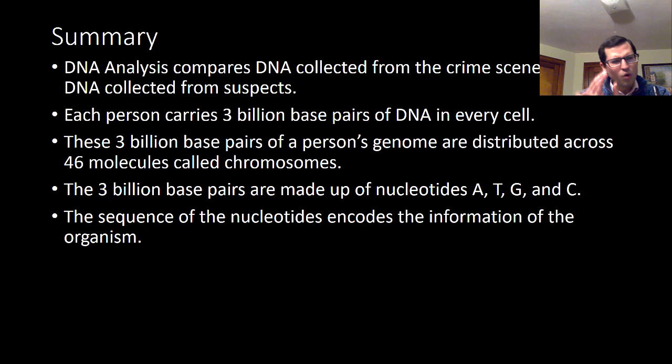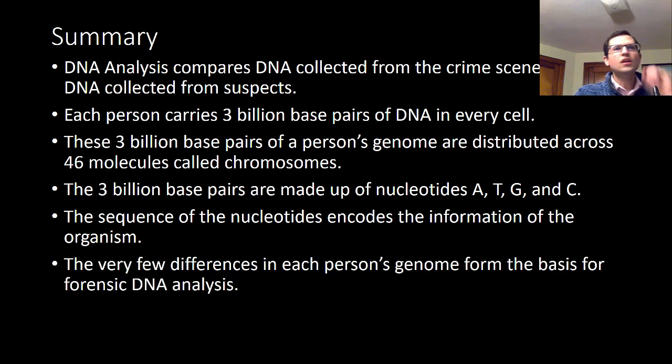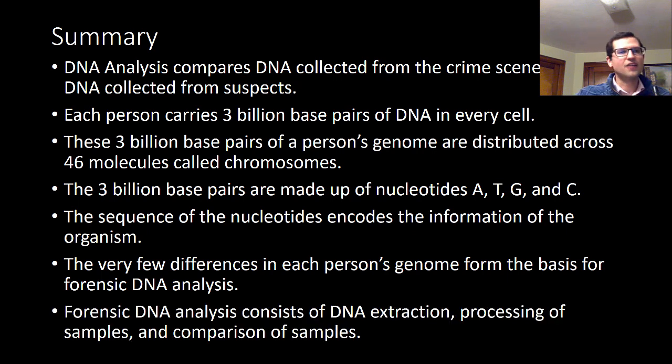In other words, it's the order and the identity of the letters A, T, G, and C, or the molecules that they represent, that determines what information is stored in the DNA. It's those very few differences in each person's genome, the sequence of the letters, that forms the basis for forensic DNA analysis. And then again, to summarize the process, forensic DNA analysis consists of DNA extraction, processing of samples, and then finally comparison of samples. Next time, we'll start taking a closer look at how this work is actually done.